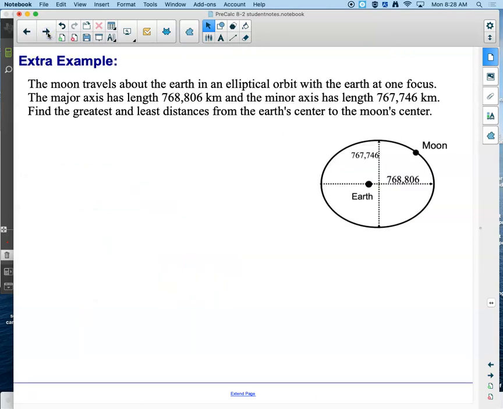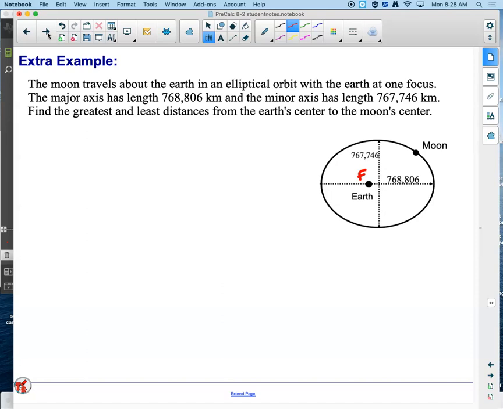Another extra example. The moon travels about the Earth in an elliptical orbit with the Earth at one focus. That's really important to know. Let's put that little F right there for focus. The major axis has a length of 768,806 kilometers, and the minor axis has a length of 767,746 kilometers. Find the greatest and least distances from the Earth's center to the moon's center.